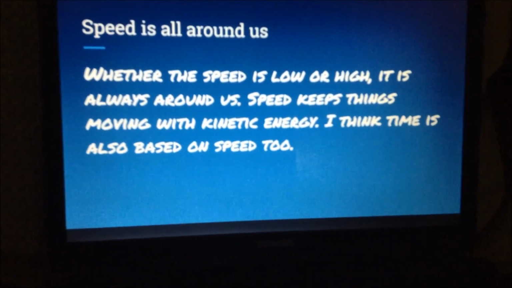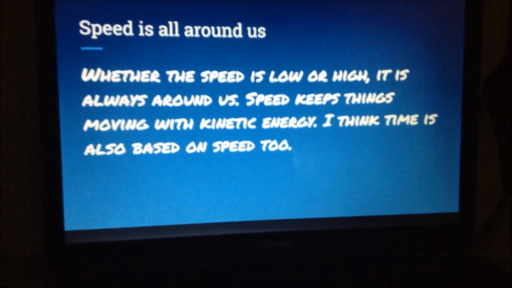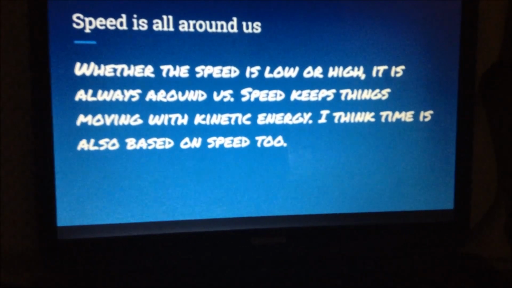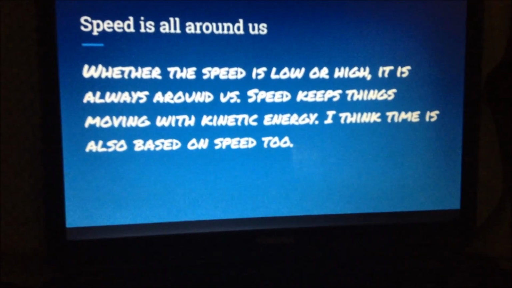All around us, even in very slow things, such as a rock. A rock may have no speed looking at it with your eye, but when you look closer, its molecules are vibrating. Vibrating equals speed with kinetic energy.